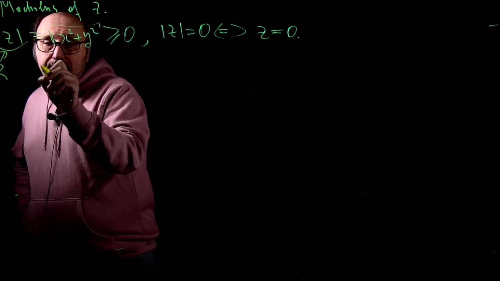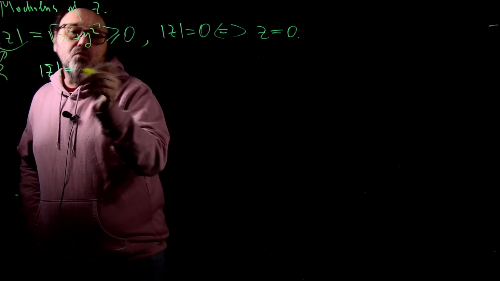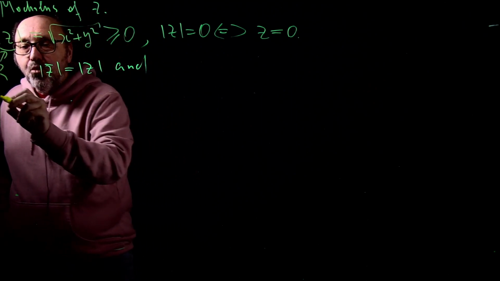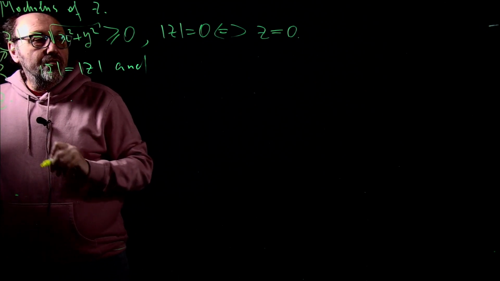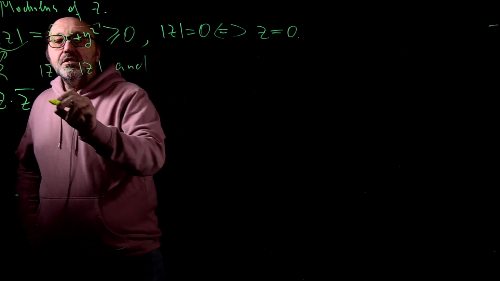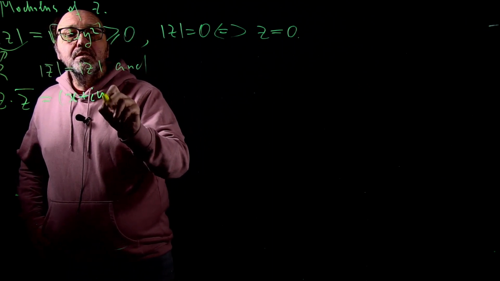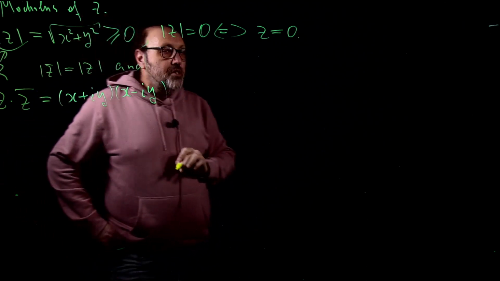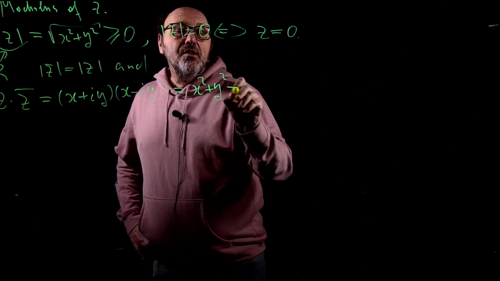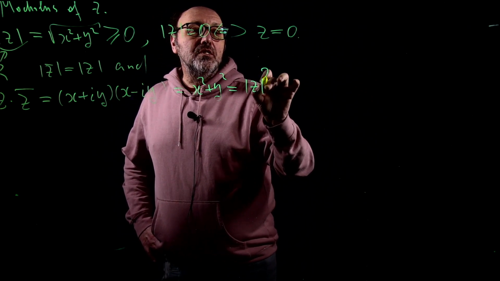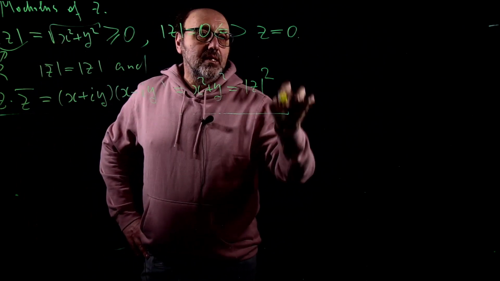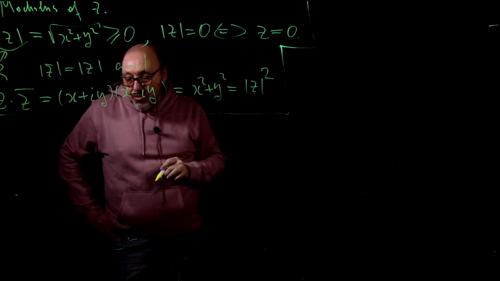Right? Please note that the modulus of the conjugated number obviously is equal to the modulus of z, and this is important. Very often it is useful if we take the product of z with the conjugated. If you take this, you obtain x squared plus y squared. That is the modulus of z squared, right? So these are the properties of modulus.